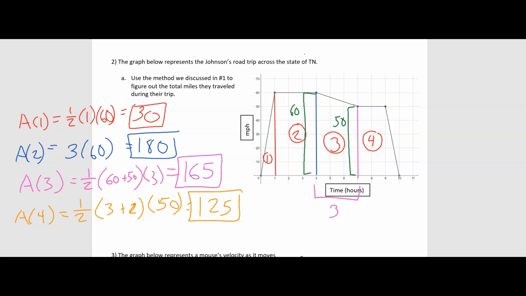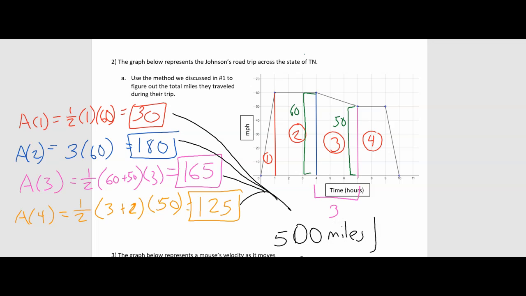125. And then if I want to find the total area, which represents in this case the total amount of miles they traveled, I'm just going to sum these all together, and that ends up giving me 500 total miles that they traveled.